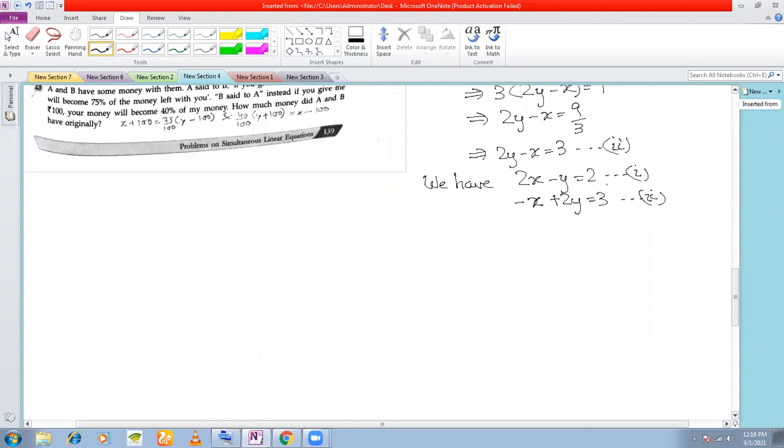So in order to eliminate y, what should I do? I must multiply this by 2. So I'm multiplying this by 2. This becomes 4x minus 2y is equal to 4. And the second one I write as it is. This I multiply by 1. So minus x plus 2y is equal to 3. Now you see that I have minus 2y and a plus 2y. So I add these two equations, because only then they will get cancelled. So I add so that it cancels. So you get 4x minus x will be 3x is equal to, this you get as 7.